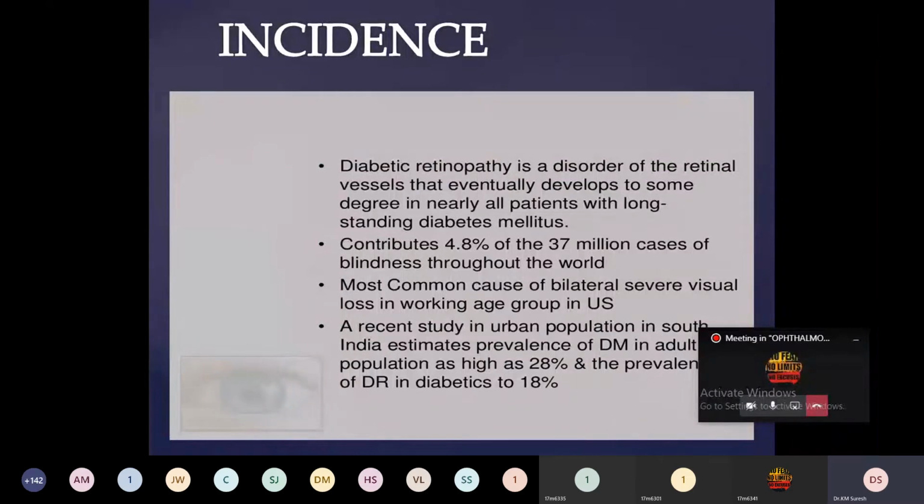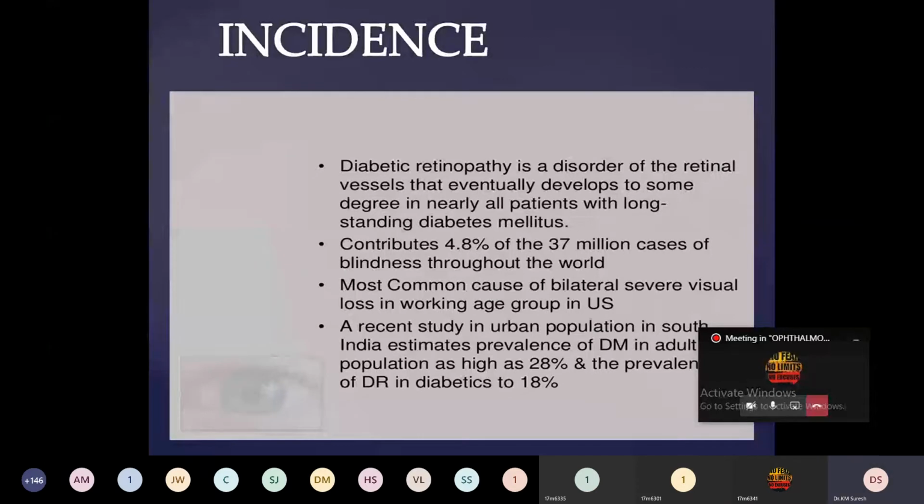Diabetic retinopathy is a disorder of the retinal vessels that eventually develops to some degree in almost all the patients with long-standing diabetes mellitus. It contributes to 4.8% of the 37 million cases of blindness throughout the world. The most common cause of bilateral blindness in Western countries is diabetic retinopathy.